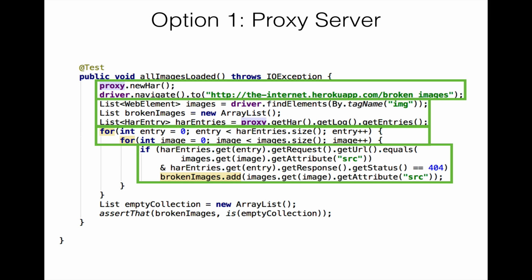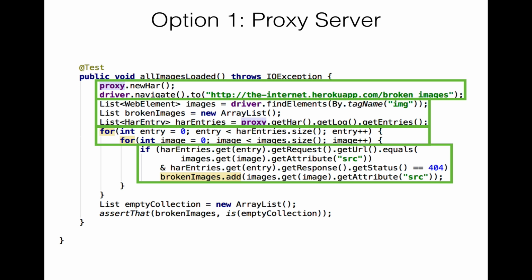And then what we can do is, for each entry, we can grab the URL and see if it equals the image source. So if an image that was loaded is the same as an image, and if that entry has a status code of 404, so if it is an image and it's 404, then we would toss it into this broken images collection. And when we do that, we'd actually want to get the source, so we get the URL.